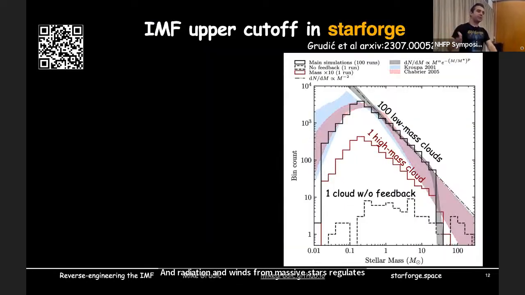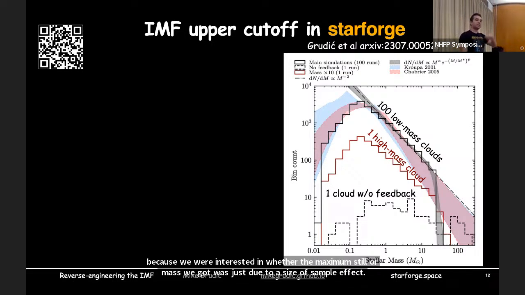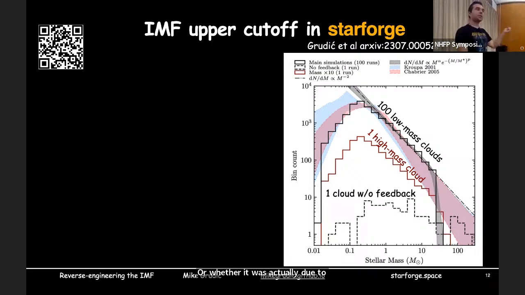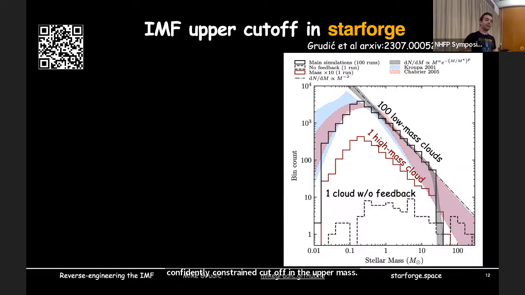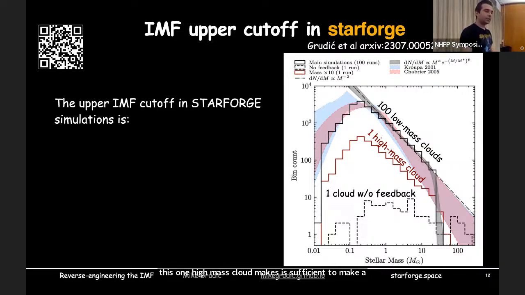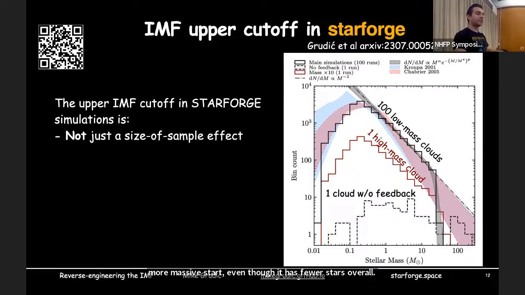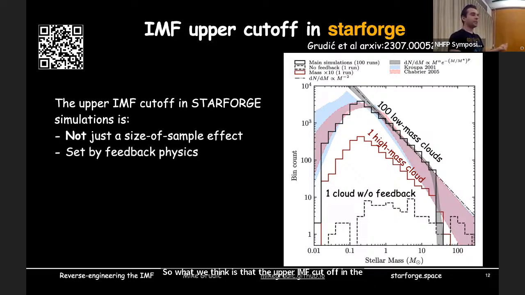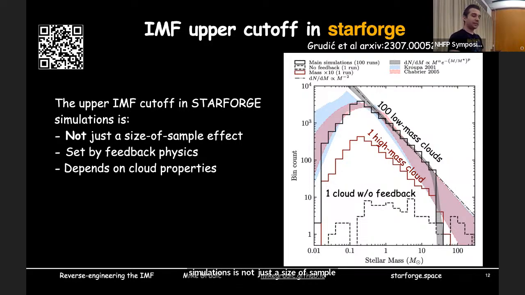Now, that high mass tail is very interesting because we were interested in whether the maximum stellar mass we got was just due to a size of sample effect, or whether it was actually due to some sort of physical cutoff. So what we did was run 100 low mass clouds and see what IMF we get. And we get this very confidently constrained cutoff in the upper mass. Moreover, we compare this to just one high mass cloud, and this one high mass cloud is sufficient to make a more massive star, even though it has fewer stars overall. So what we think is that the upper IMF cutoff in the simulations is not just a size of sample effect, it's set by feedback physics, and it depends on cloud properties.